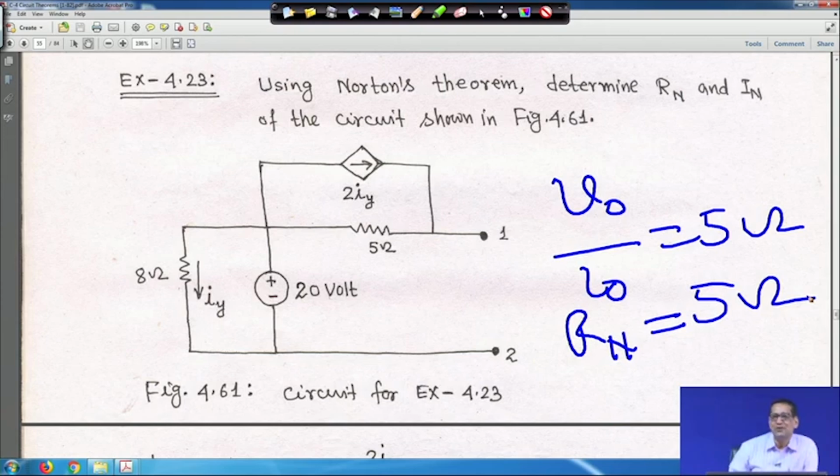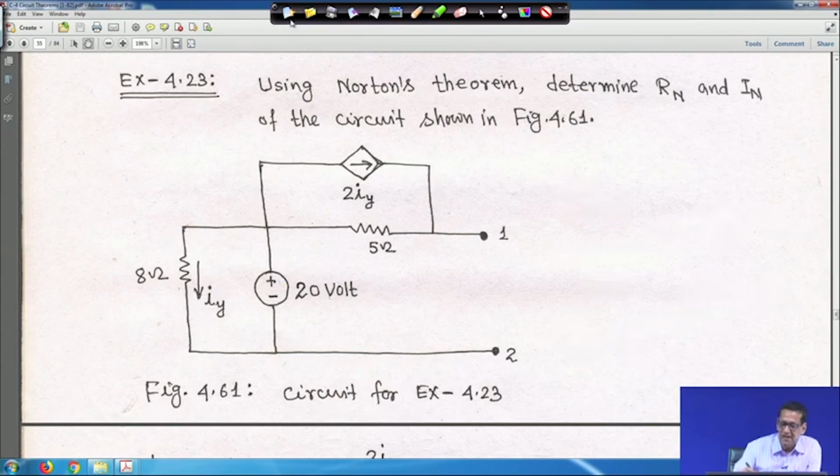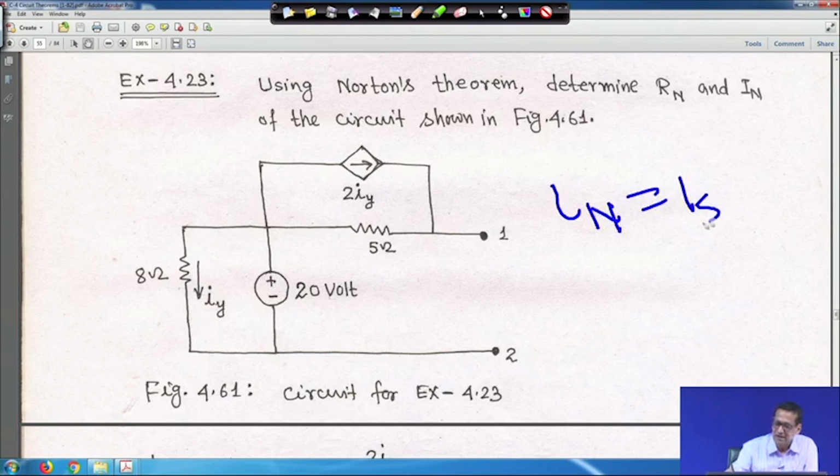So, this is how we get R Norton. As soon as you short it, there will be no current through this. If you put a voltage source and the dependent source is there, you turn it off. And for getting I_N, the Norton current, I_N is equal to I_sc. To get this Norton current, we will draw the circuit later.